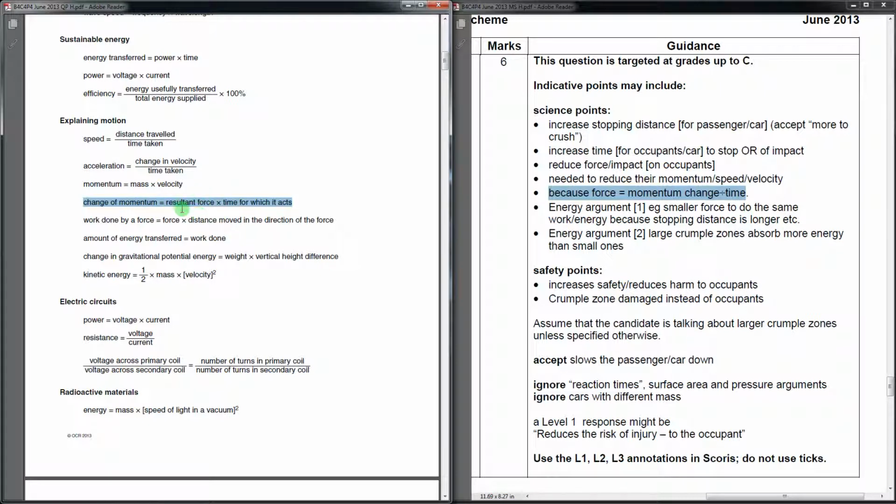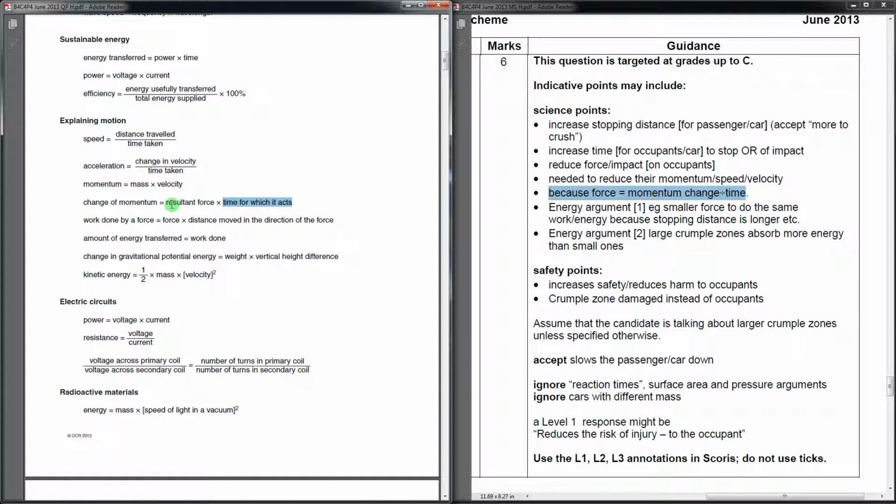What that means is, because the change in momentum is fixed, we can't do anything about that. We want to try and reduce the force as much as possible to keep the occupant safe, and the way we do that is by increasing the time, okay, because resultant force times time has got to be this change in momentum number, going from moving to stopped. So if we increase the time, we reduce the force.